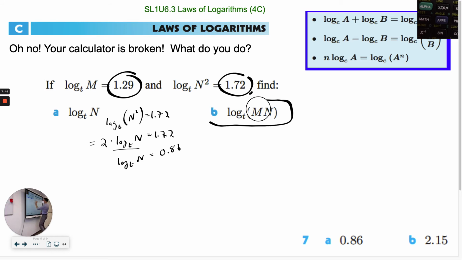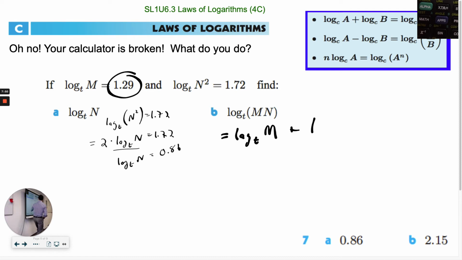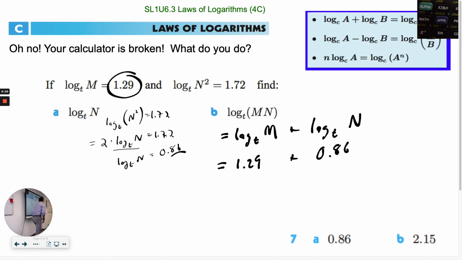Okay, so log base t of m times n really is log base t of m plus log base t of n. They told us log base t of m is 1.29, and we figured out this one already. It's 0.86. And so now is the time to get out your calculator and throw decimals in. Kidding. You end up with 2.15, right? We're just adding those up.